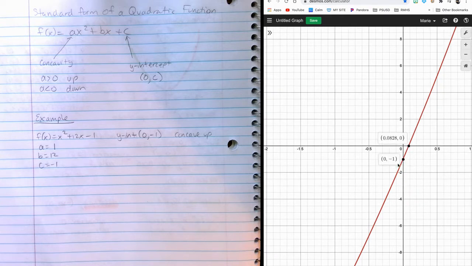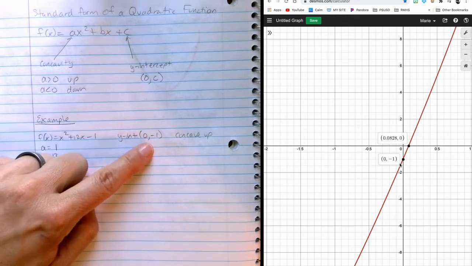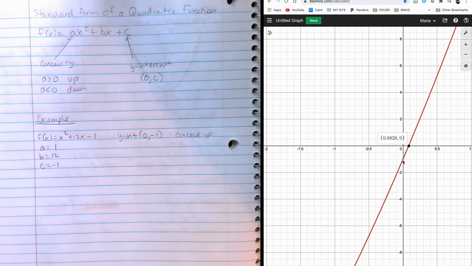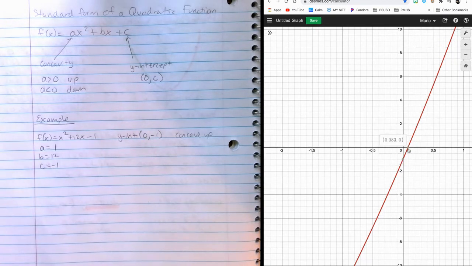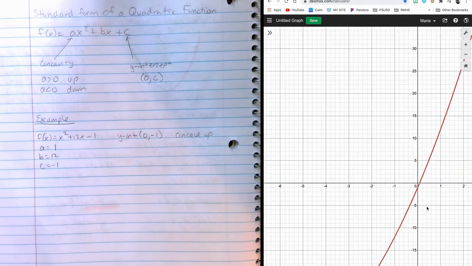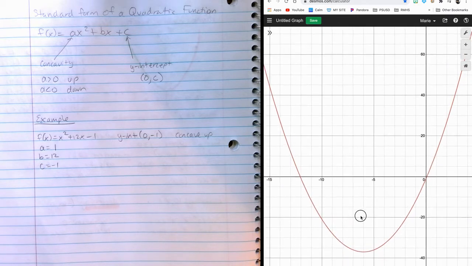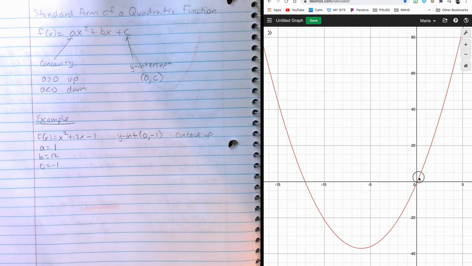0, negative 1 is our y-intercept. But look, we already figured that out, so I'm going to turn that one off. That tells me this other point right here is going to be the x-intercept. So I'm going to zoom out here so I can see it a little bit better. I'm going to click on that one, and that one.